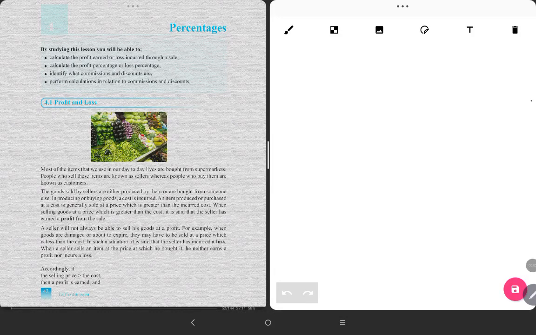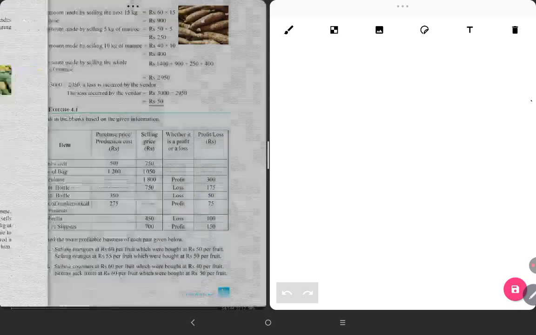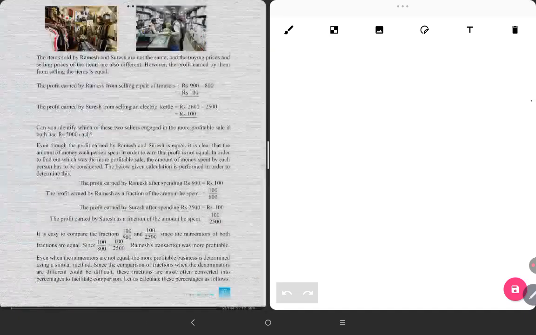Hello students. So in this video we are going to talk about percentages, which is chapter 4 of the grade 9 mathematics textbook. Percentages are used in various day-to-day scenarios. For example, to calculate a profitable transaction, you first need to understand profit and loss, and obviously you also need to understand profit percentages or loss percentages.